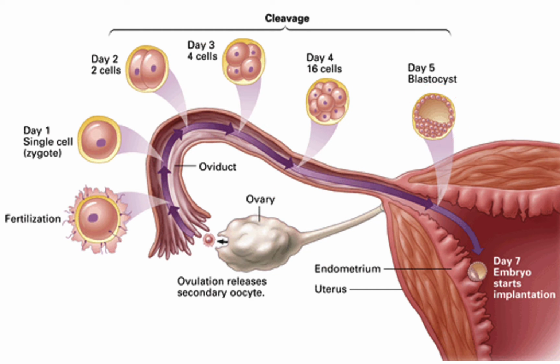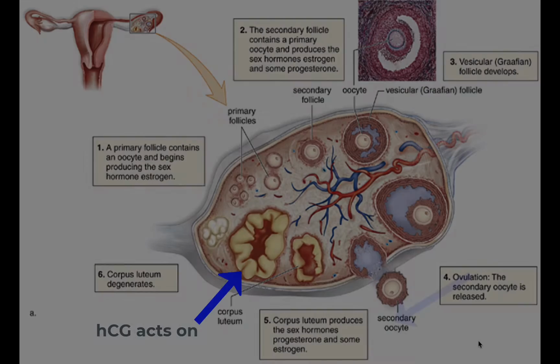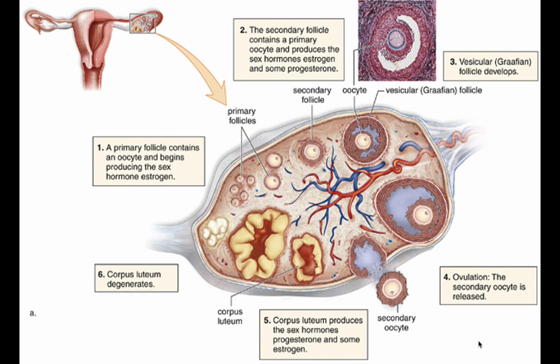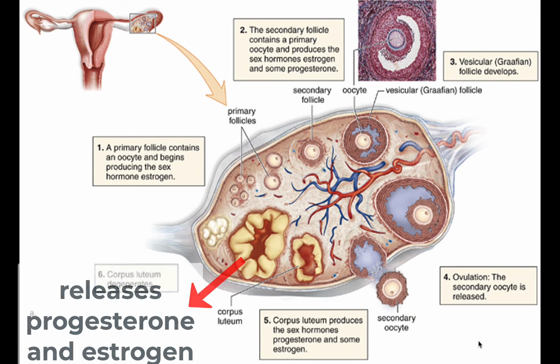Once the blastocyst arrives at the uterus, the uterine wall should be thick and ready for implantation. If the egg is unfertilized or not properly developed, it will be expelled out of the body during menstruation. Implantation will result in the embryo secreting a hormone called human chorionic gonadotropin, or HCG, which promotes the corpus luteum in the ovary to produce elevated levels of estrogen and progesterone.